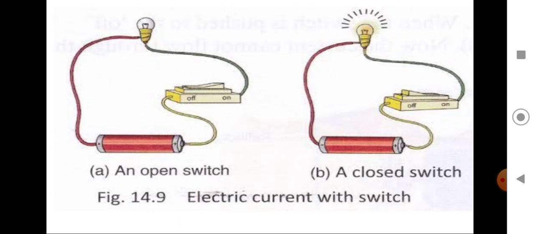Now see here, open the switch and close the switch. When the switch is not on, it is called open, and the current will not flow. And when the switch is on, it is a closed switch and the current will flow and the bulb is glowing.